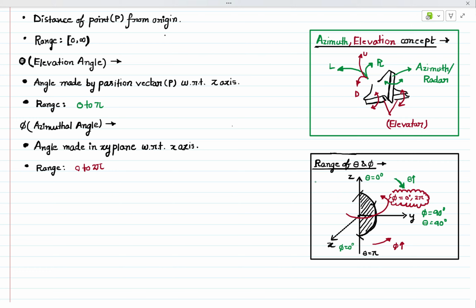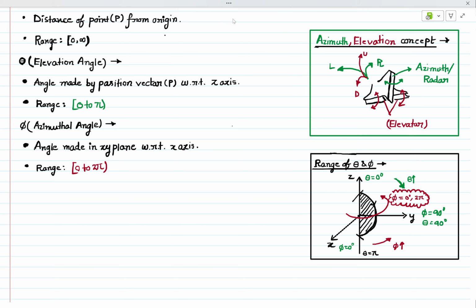That means we have to vary phi from 0 degrees to 360 degrees, that means 0 to 2 pi. Okay, that is the range of theta and phi. Right? So I think you have understood this point very carefully.